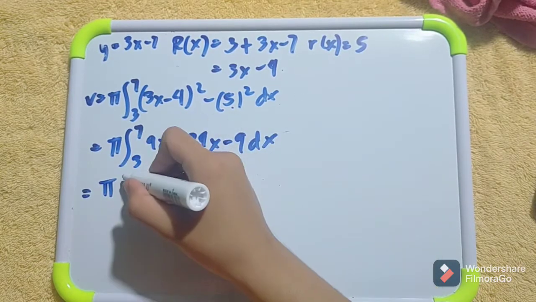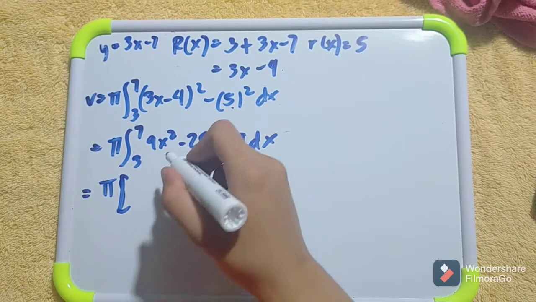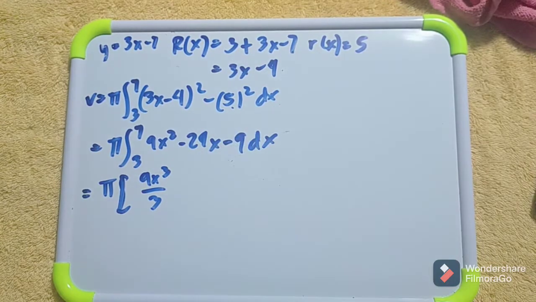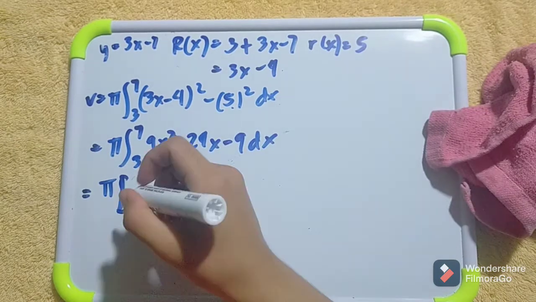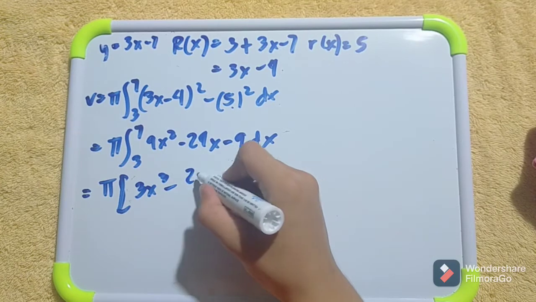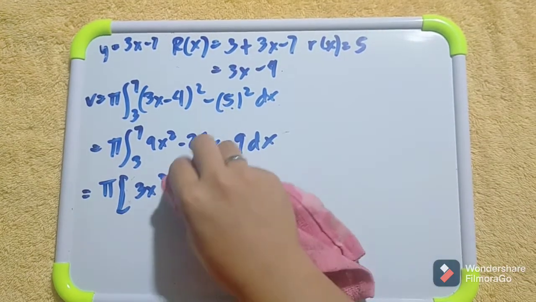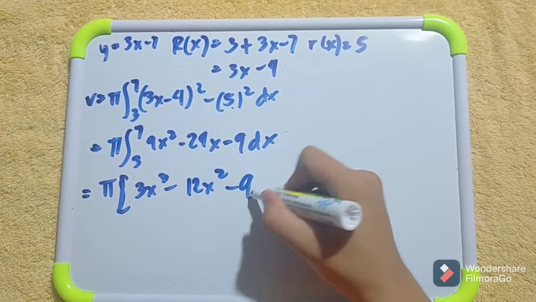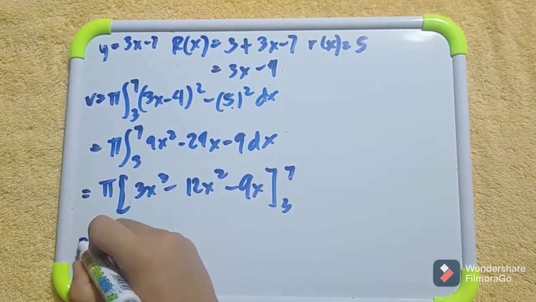So, pi, integral ng 9x squared is 9x cubed over 3. So, 9x cubed over 3 is simply 3x cubed, minus 24x squared over 2. So, dyan naman is 12x squared minus 9x from 3 to 7. And then, substitute na lang ng ating limits.